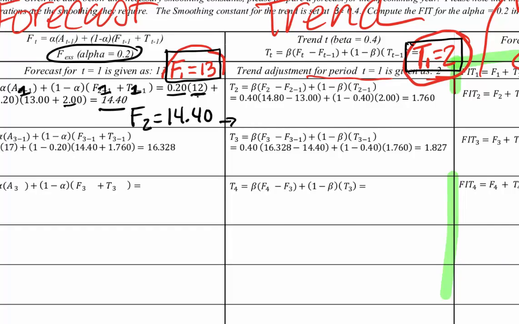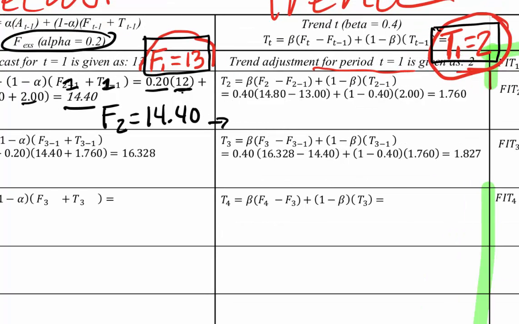So we go to this next cell over here. Now we're going to be computing the trend. So we take the beta, which is right up here above, noted as 0.4, and then we have to take the difference between F of 2 and F of 1. We know F of 2 is 14.4, and we know F of 1 is 13, so that's where that comes from. We have 14.40 minus 13, and then it says 1 minus beta, so we have that, and then the T of 1, which we know is right there. So we put all those numbers in, and now we have T of 2 is equal to 1.760.